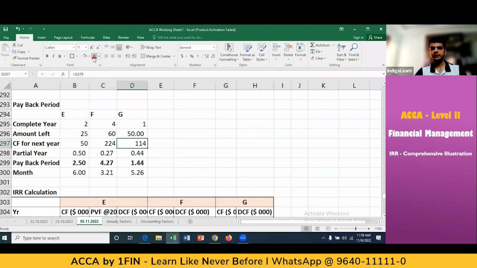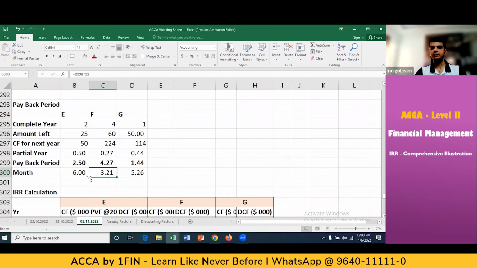So 224, 114. The partial year percentage would be 25 divided by 50, 60 divided by 224, and 50 divided by 114. So the payback period would be 2.5, 4.27, 1.44. If we want to convert into months, then 2 years and 6 months. That is 0.5 into 12, since 1 year has 12 months. So 2 years and 6 months.